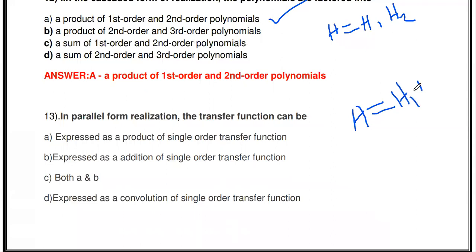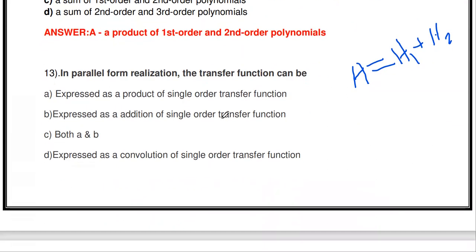Okay, this is the difference between parallel and cascade form. In cascade form, the total transfer function can be split as multiplication of H1 into H2. In parallel form realization, the H of z can be split as an addition of H1 and H2.